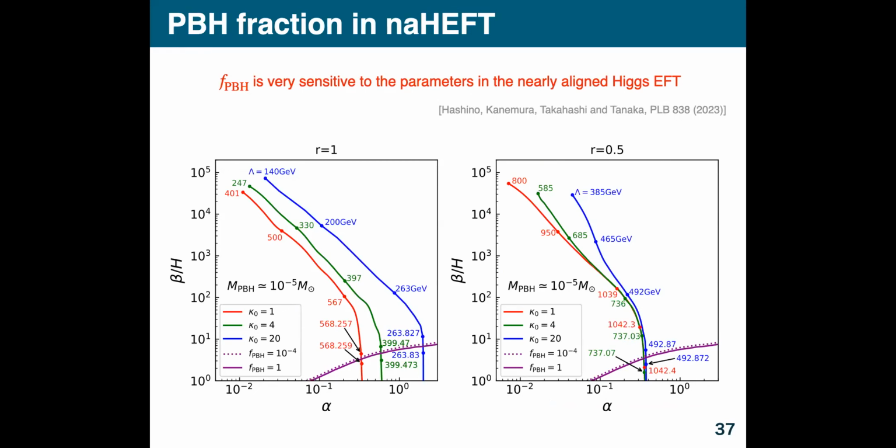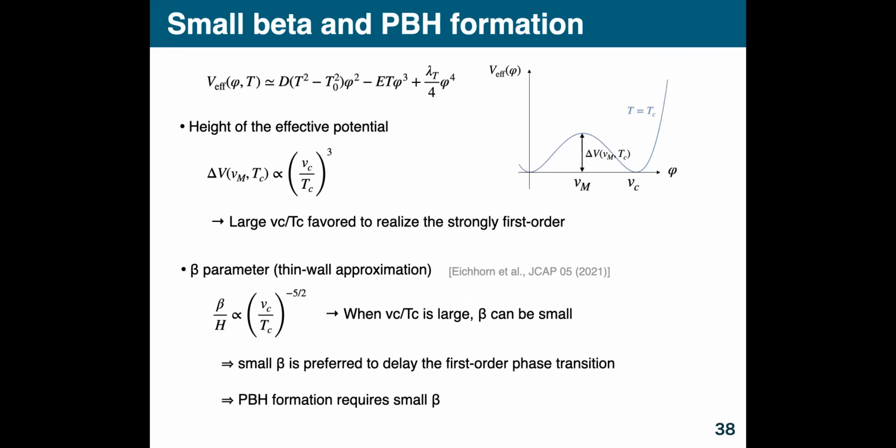I think this result is useful. In order to realize the first order phase transition, we should create a potential barrier, and this potential barrier is proportional to the cubic of v_n over T. This E is proportional to the cubic of E, and this E is proportional to the quartic of lambda. So this is the reason.